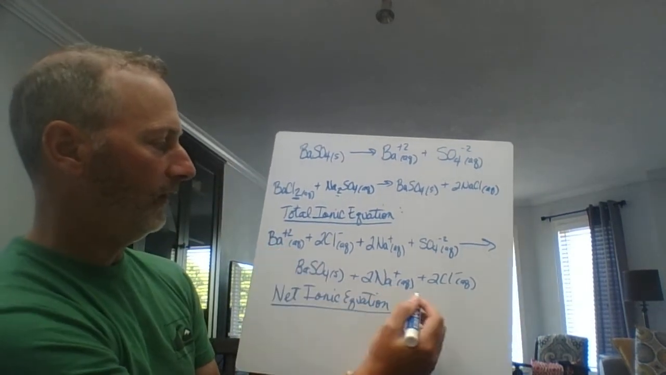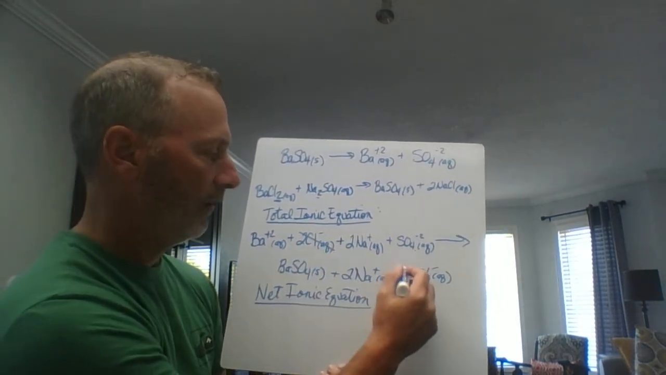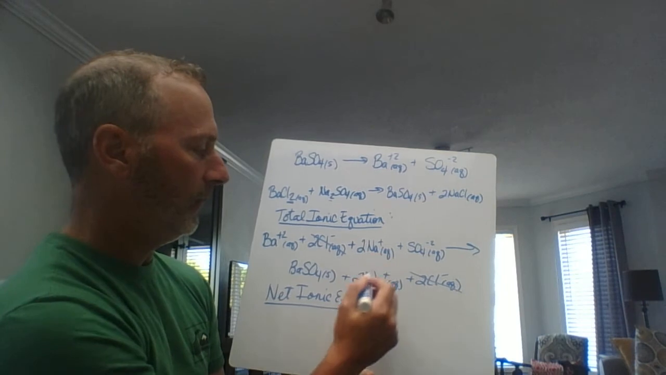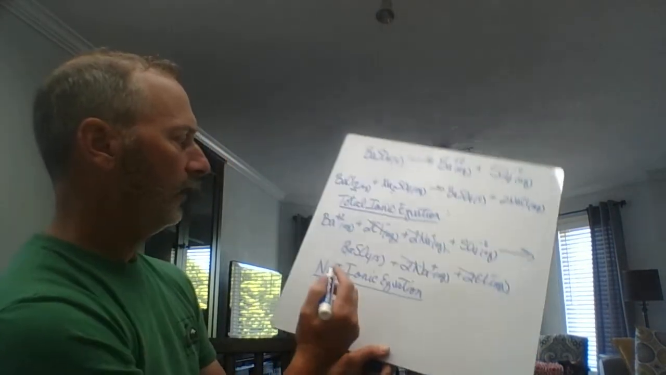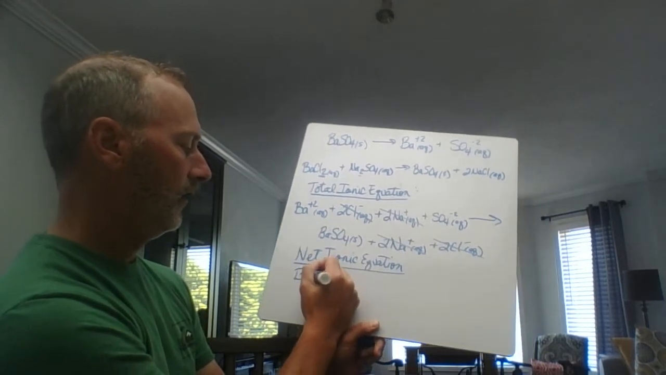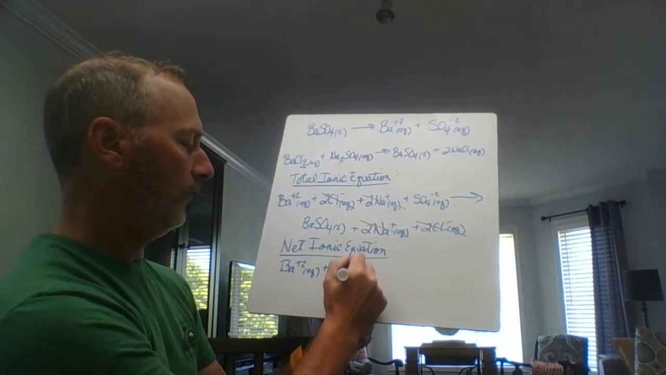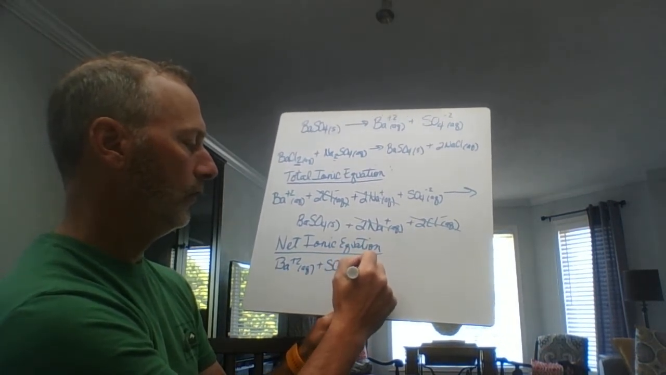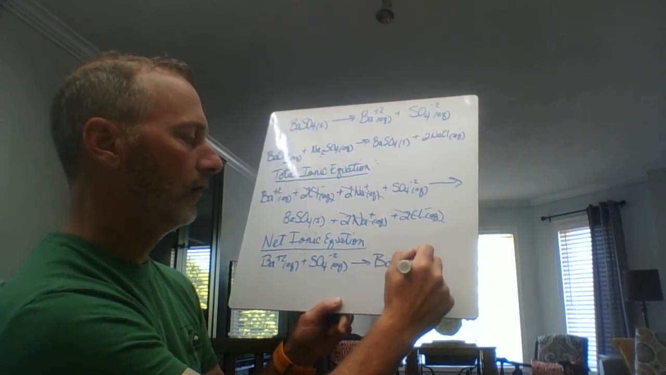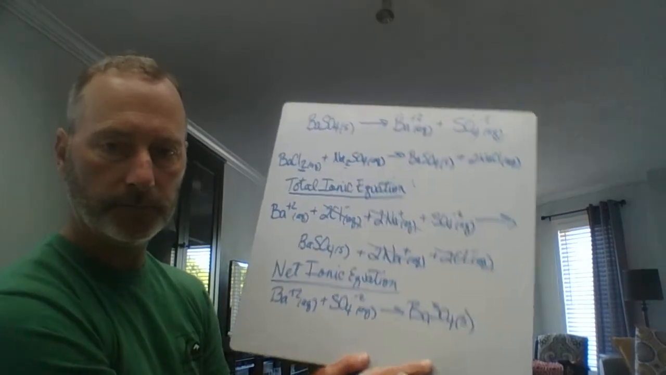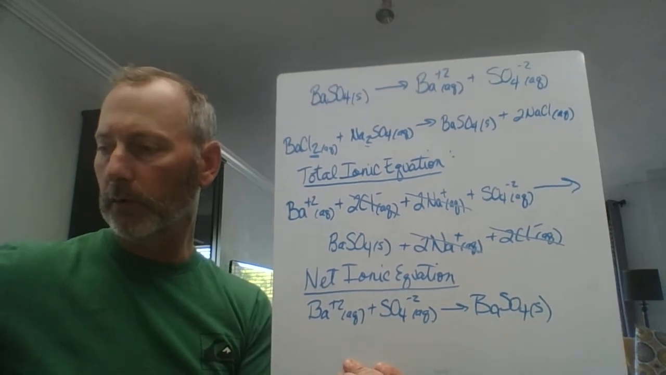Do we have a Ba plus 2 on this side? No. Do we have 2 Cl negatives? Yes. So we're going to cancel there and there. 2 Na plus. Yeah, I've got it right there. SO4 negative 2 I don't have. Okay, so let's write what's left. Ba plus 2 AQ plus SO4 negative 2 AQ makes BaSO4 solid. Okay, there's our net ionic equation, and that's what we're looking for.